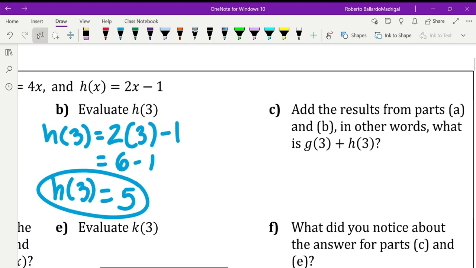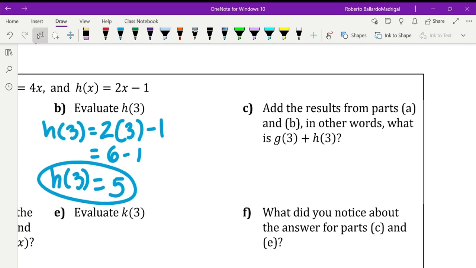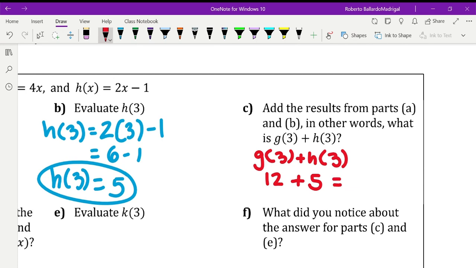Okay, for part C, we're going to add the results from parts A and B, or in other words, what is g of 3 plus h of 3? I want everyone to rewrite this, g of 3 plus h of 3, in case you haven't done it, because we're going to replace g of 3 and h of 3 with the results we found earlier. We said g of 3 is equal to 12, and h of 3 is equal to 5. So this is going to equal what? What's 12 plus 5? 17, right? So g of 3 plus h of 3 is 17.